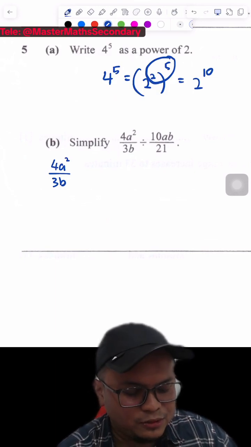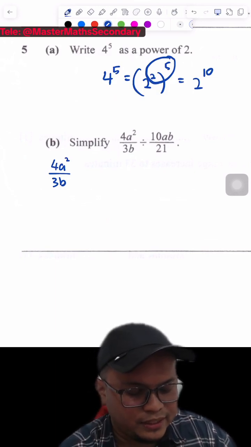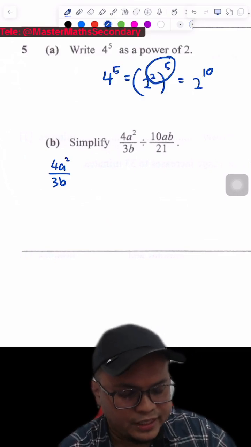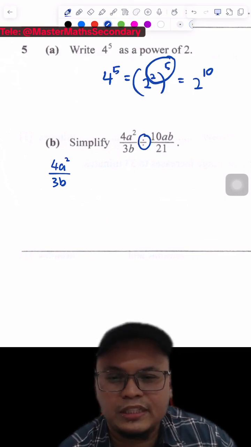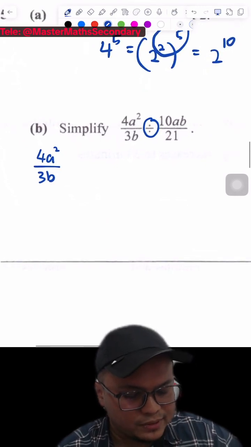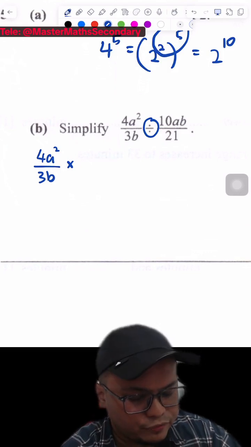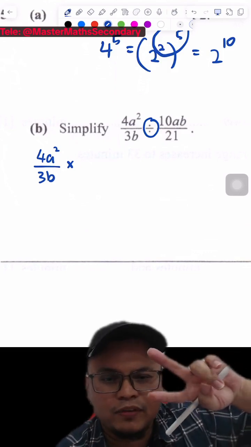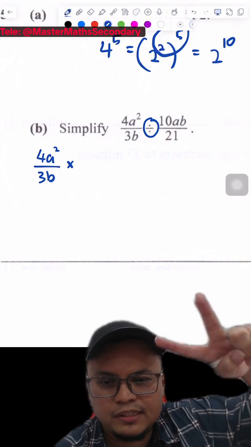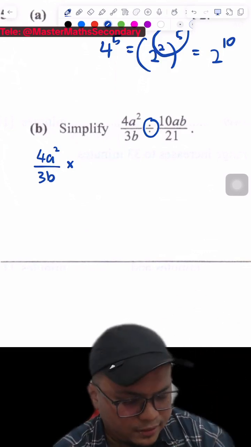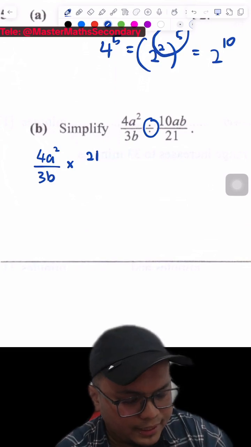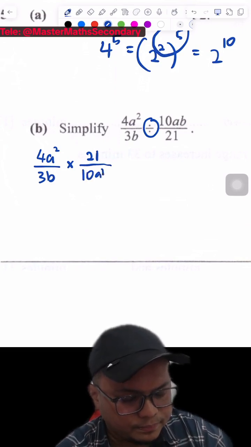As we were saying just now, this is a divide and then you have a fraction. So I'm going to change the divide sign to become a times. After that, I'm going to flip the fraction. From having 10AB over 21, I'm going to take the reciprocal and flip it: 21 at the top and 10AB at the bottom.